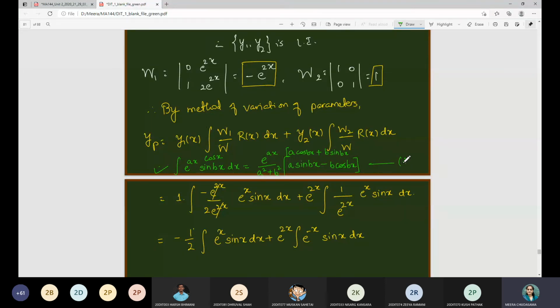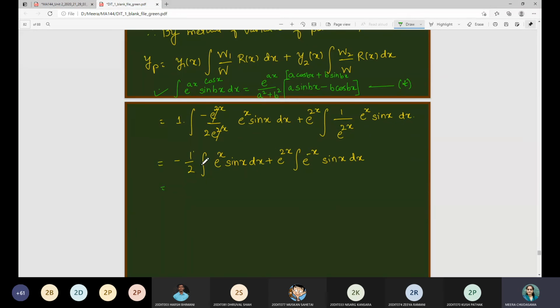So suppose I give this as star, so I can now apply the formula star over here for the first integral. A is equal to 1, b is also 1, and here a is minus 1 and b is 1, right? So in both cases a sine function is there, therefore I have to apply the formula star only. This I have written just for your knowledge.